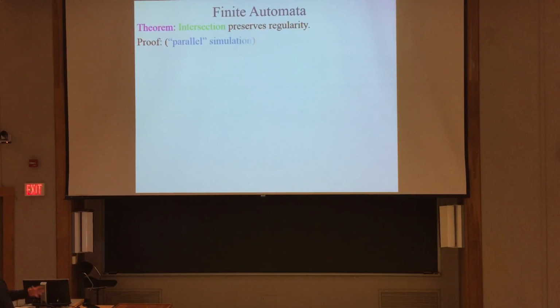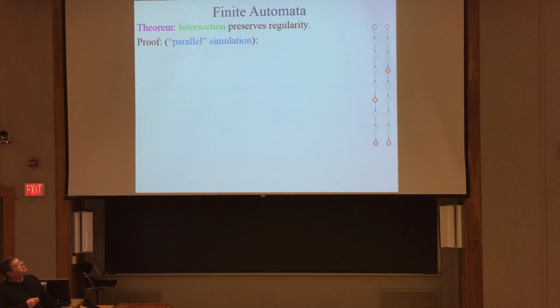We will prove it with a technique of parallel simulation. Here's what I mean. Let's say you feed the first finite automaton, for the first language, a string, and it takes you through all these transitions and ends up in a final state right here. This is a pictorial trace of the execution of the first finite automaton. For the second finite automaton, for the second language, here is its execution. It's a different execution. These states have nothing to do with these states. It's a completely different set of states for a completely different machine.